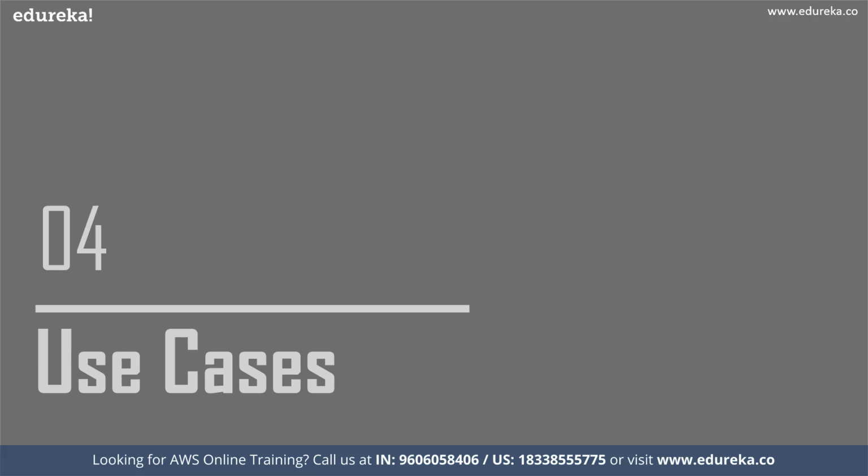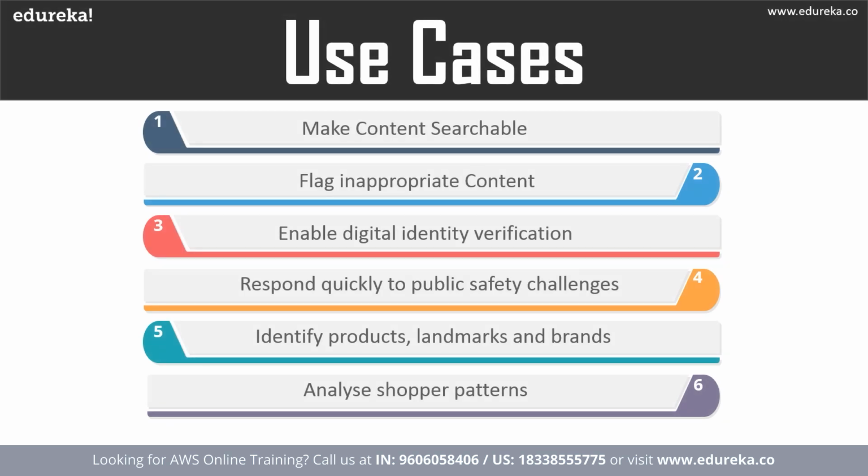So the first use case here is make content searchable. Amazon Rekognition automatically extracts metadata from your image and video files, capturing objects, faces, text, and much more. This metadata can be used to easily search your images and videos with keywords or to find the right assets for content syndication. The next point here is flag the inappropriate content.